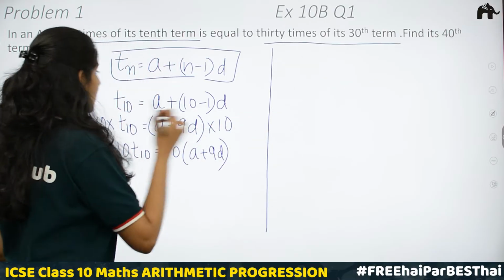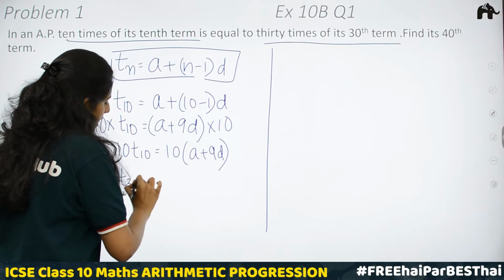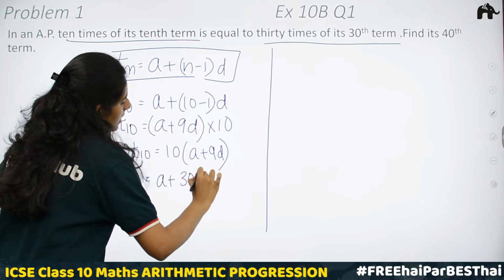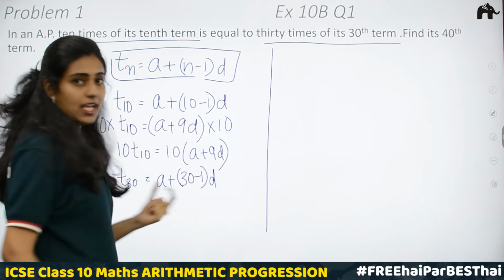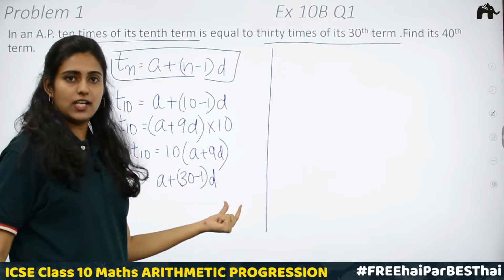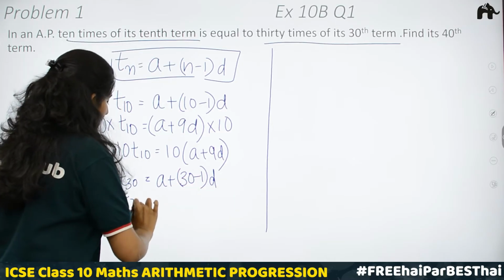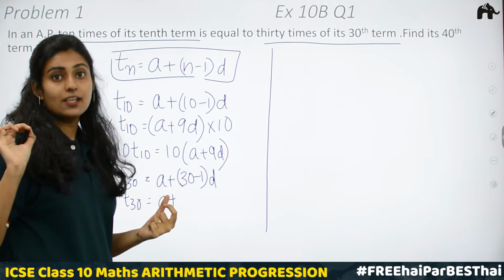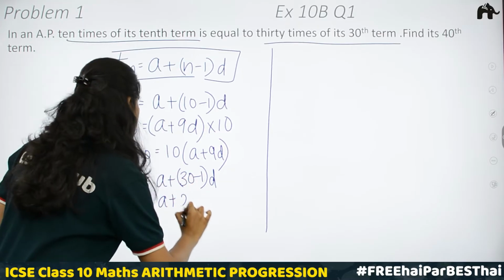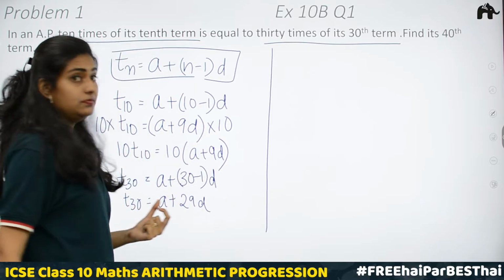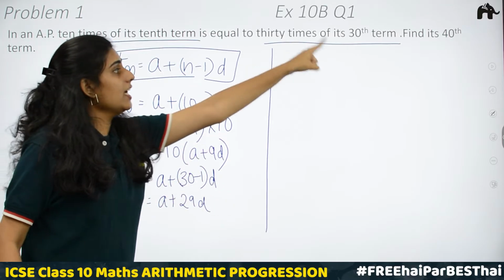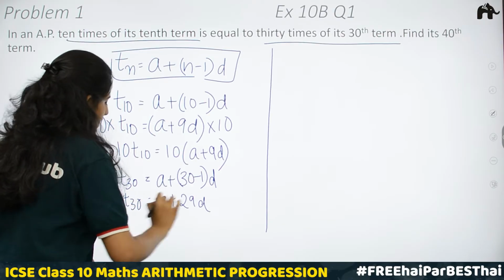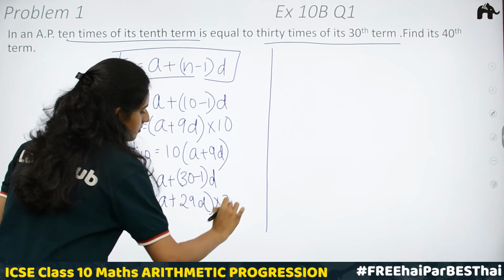How can you write the 30th term? T30 is equal to A plus 30 minus 1 into D. N minus 1 becomes 30 minus 1 into D. Or T30 is equal to A plus 30 minus 1 is 29, correct, 29D. Now, 30 times its 30th term, which means we have to multiply 30 on both sides.